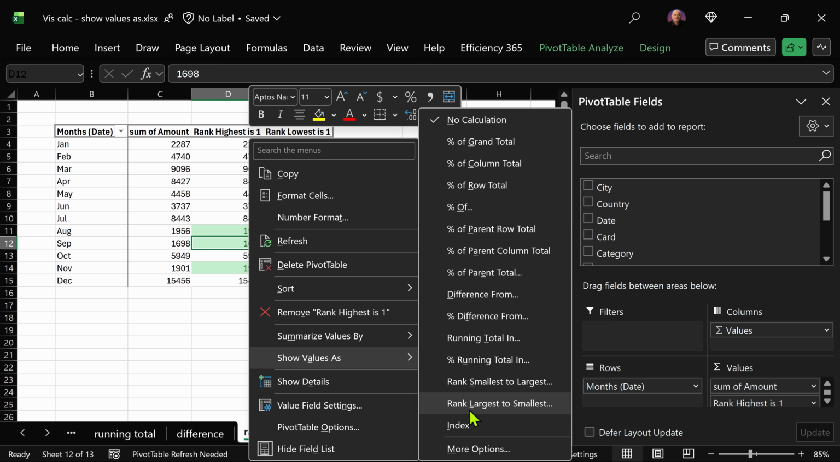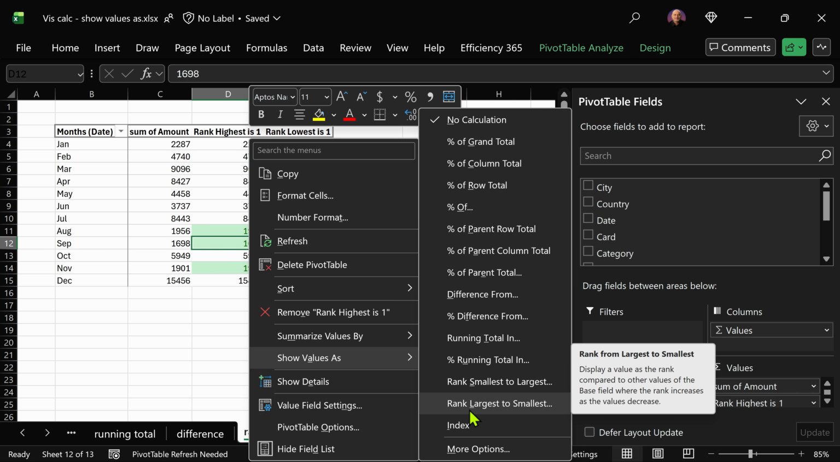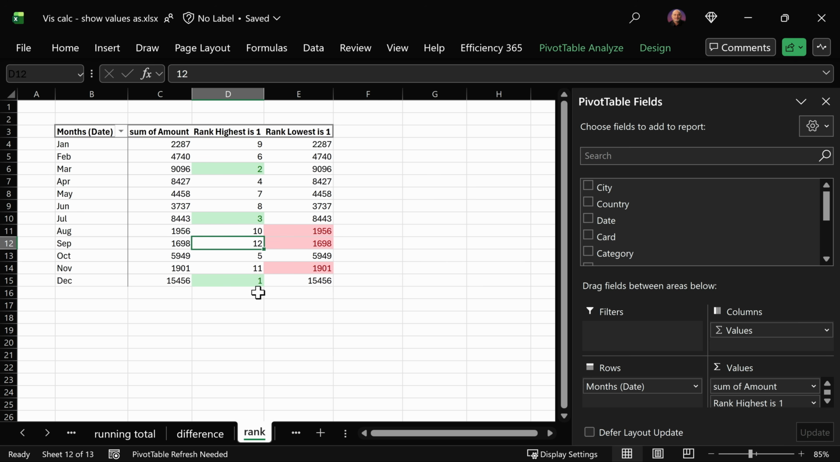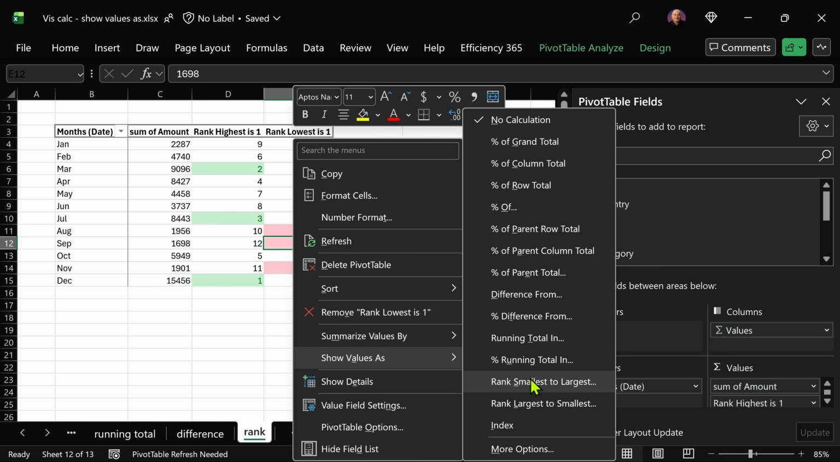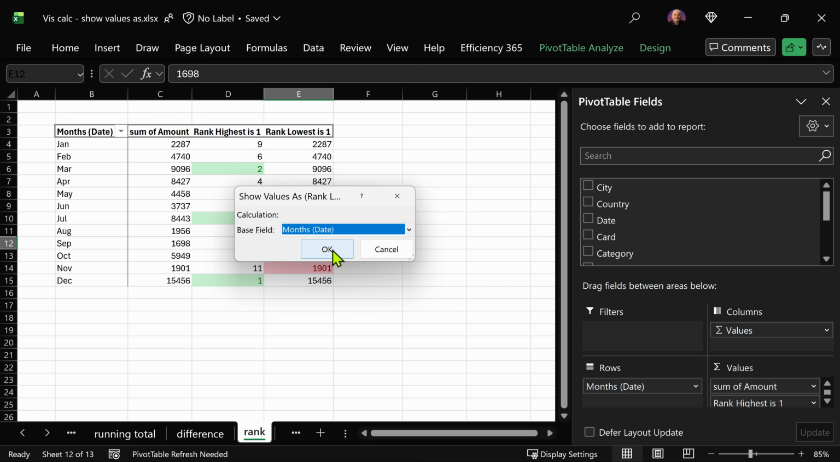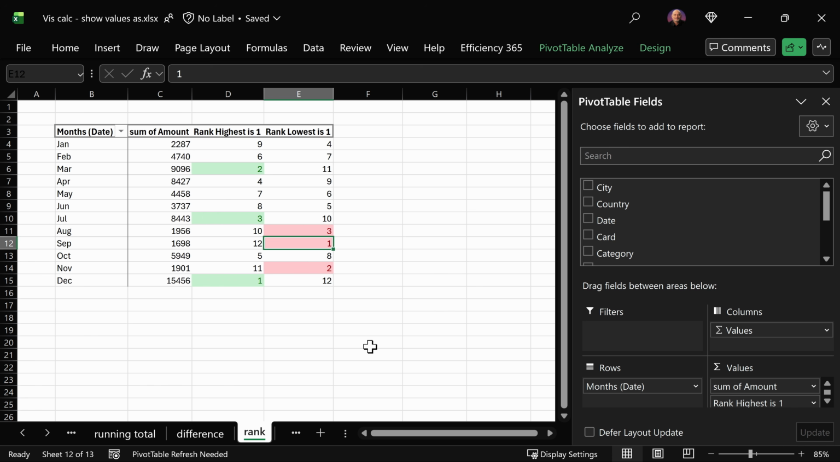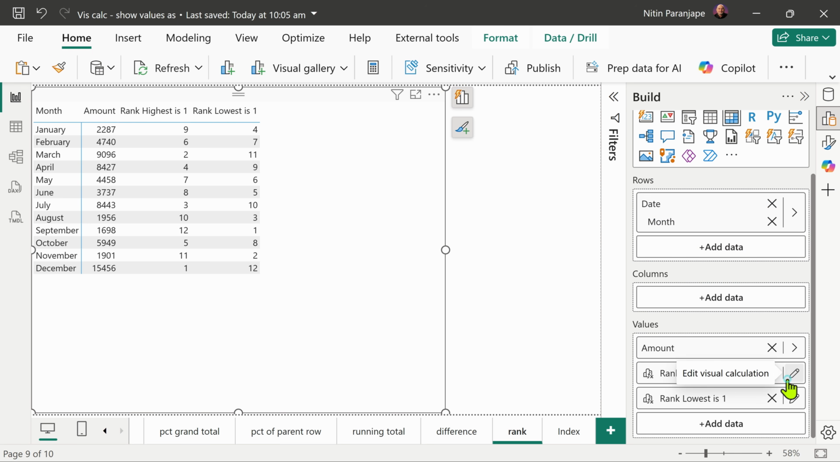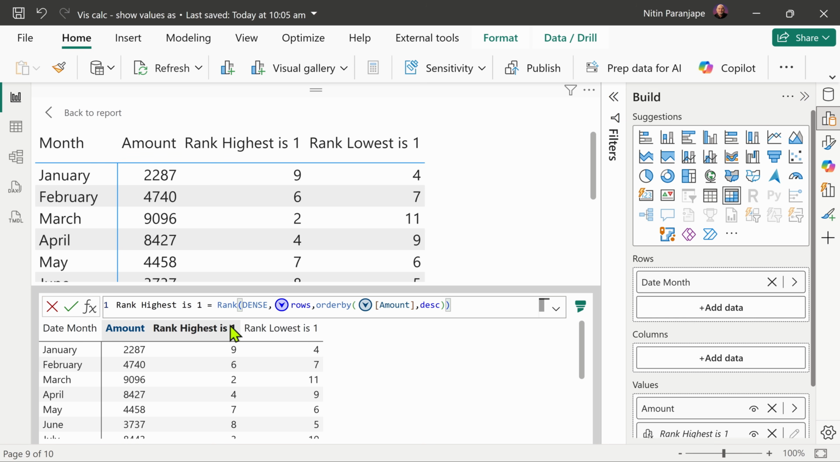I have two options, largest to smallest. Means largest will become 1 based on the month. So that's why I have already put the conditional formatting earlier, where the bottom three are shown in green. If you want the lowest to be given number 1, then this is how it will look. Simple ranking capability. To do that in Power BI, for rank highest we have to use the rank function.